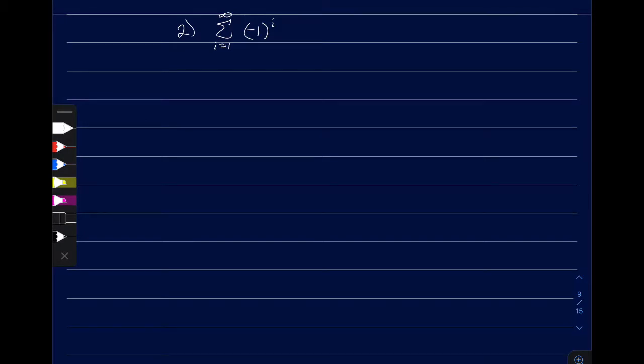And let's take a look at our second example, the sum from 1 to infinity of negative 1 to the i. Now, if we just look at the sequence of partial sums, we see we have negative 1, 0, negative 1, 0, negative 1, 0, and so on. So the series does not converge to any number, so we can say that the series diverges.